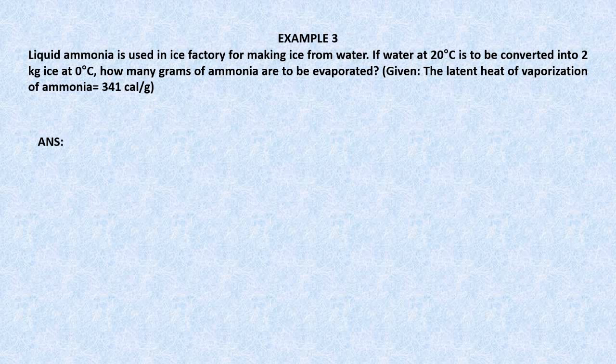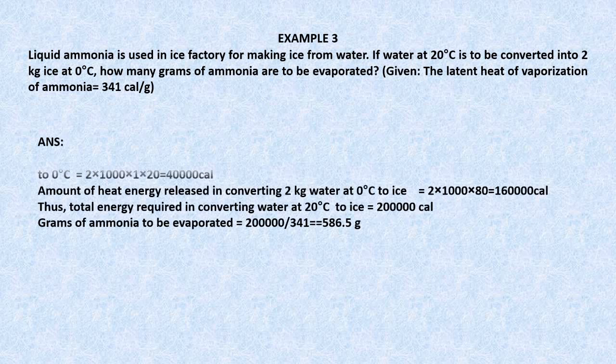Now the temperature of water is 20 degrees Celsius and it is to be converted to ice, that is 2 kg of ice at 0 degrees Celsius. So we have to calculate how many grams of ammonia are to be evaporated. The latent heat of vaporization of ammonia is 241 calorie per gram. So the answer is the amount of heat energy released.